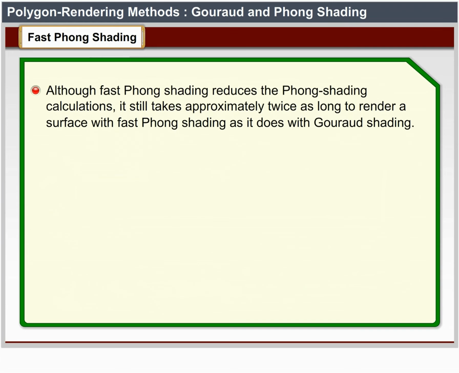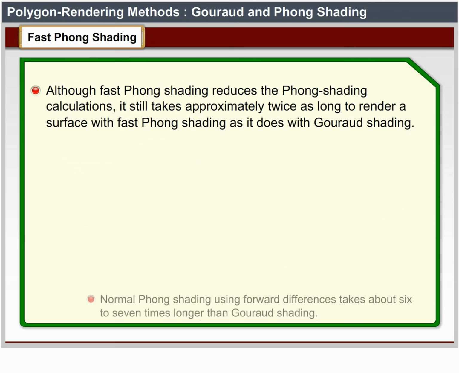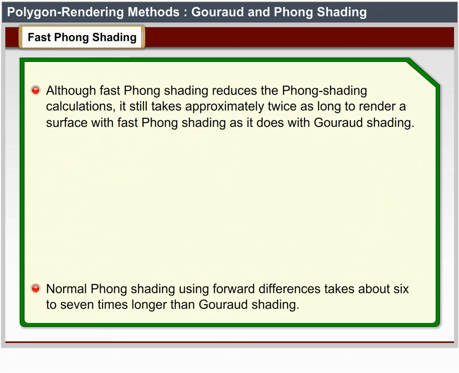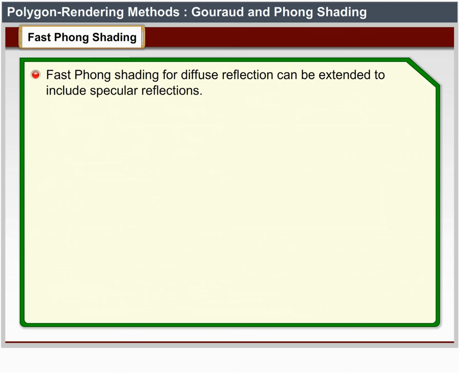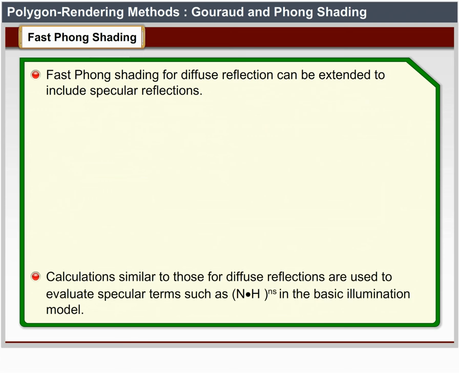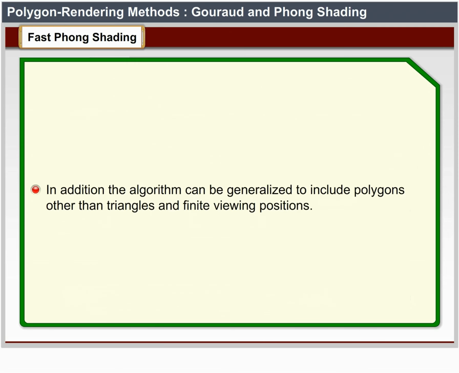Although fast Phong shading reduces the Phong shading calculations, it still takes approximately twice as long to render a surface with fast Phong shading as it does with Gouraud shading. Normal Phong shading using forward differences takes about 6 to 7 times longer than Gouraud shading. Fast Phong shading for diffuse reflection can be extended to include specular reflections. Calculations similar to those for diffuse reflections are used to evaluate specular terms such as (N·H)^n in the basic illumination model. In addition, we can generalize the algorithm to include polygons other than triangles and finite viewing positions.